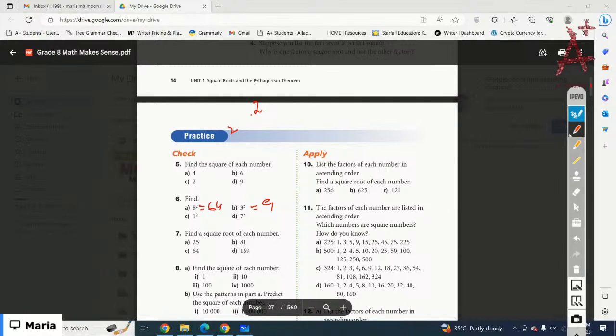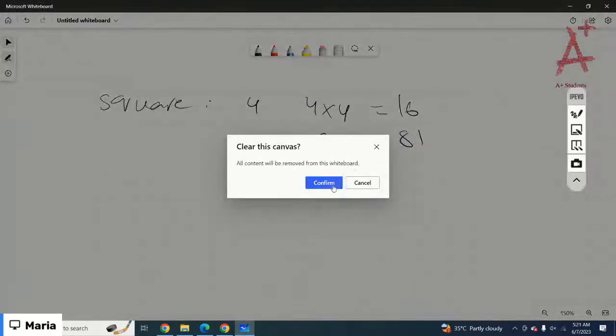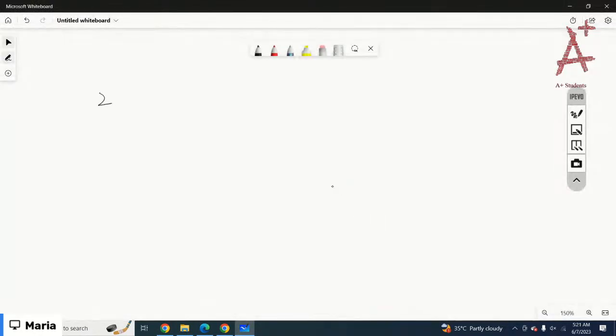You can use any method. You can just find out the factors of 25. Got it? Let's just start with the first one, that would be 25. Let's just find out all the factors of 25.